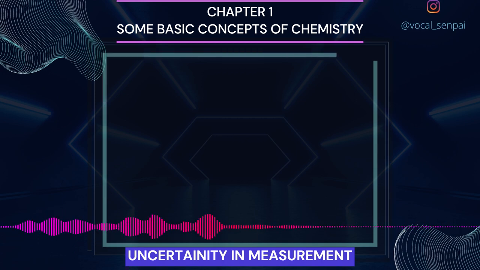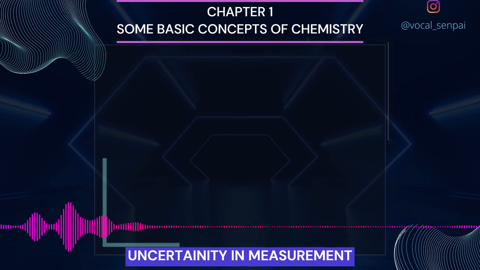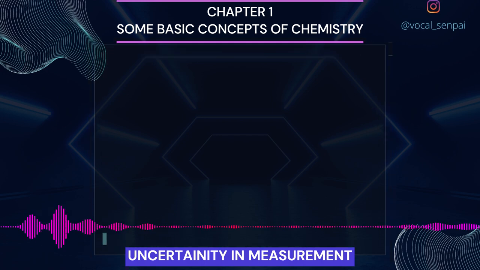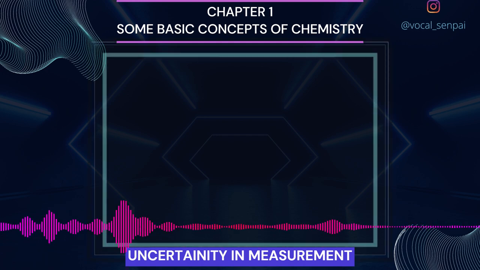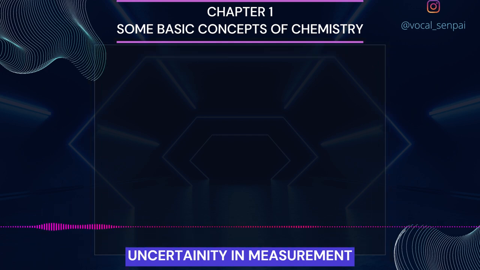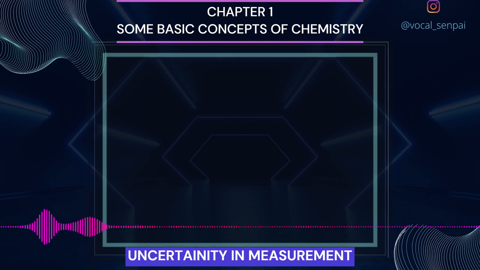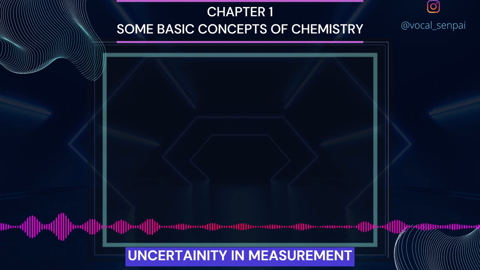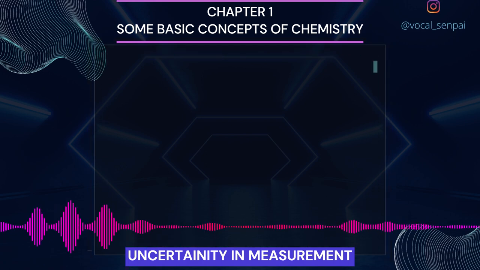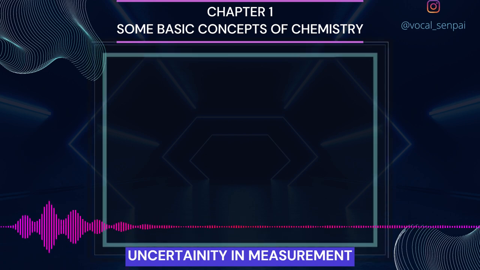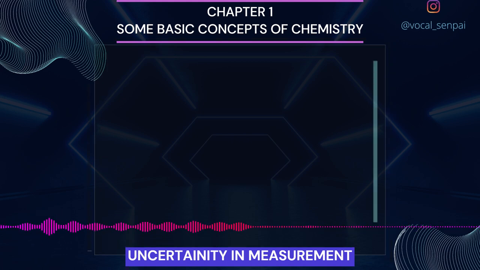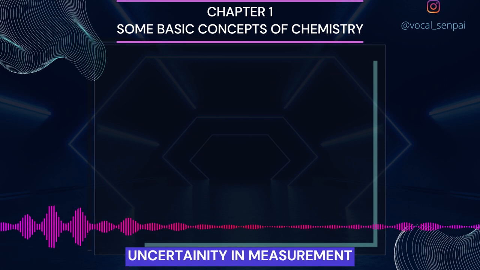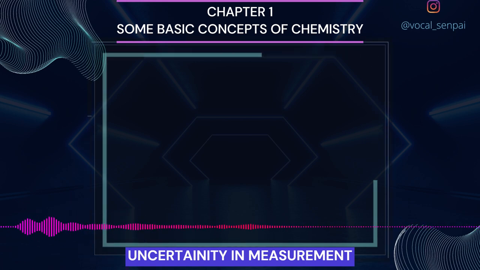Multiplication and division of significant figures. In these operations, the result must be reported with no more significant figures than in the measurement with the fewest significant figures. 2.5 times 1.25 is equal to 3.125. Since 2.5 has 2 significant figures, the result should not have more than two significant figures, thus it is 3.1.